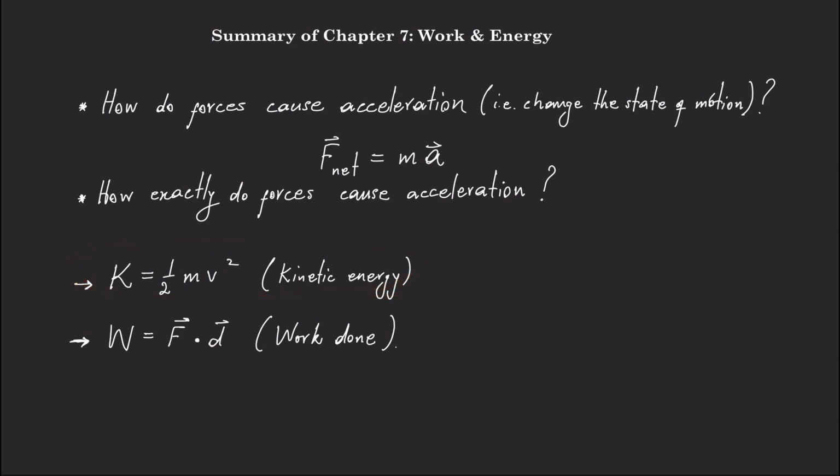And the second one is W, which is work done. Work done is given by the force times the displacement. So a force acts on an object and causes some kind of a displacement. Then the product of those two is the amount of work which that force has done.